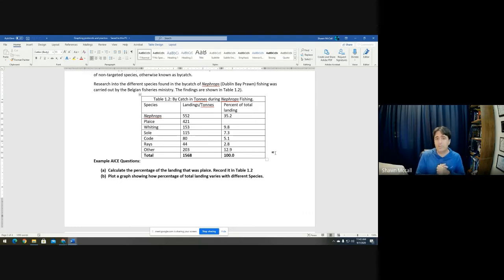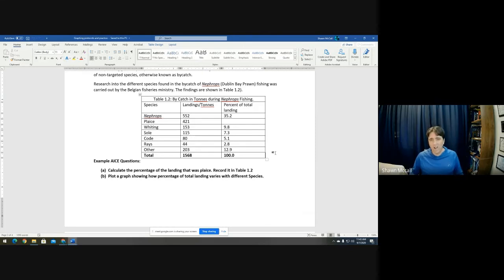However, how do you create a percent of total landing? I'm going to let you think about that yourself, and we might talk about it in class. But this is pretty basic math. And like I said, we will go over it, but I'm going to leave it be for now. What I'm going to focus on is part B here. Plot a graph showing how percentage of total landing varies with the different species. We're comparing between all these species.